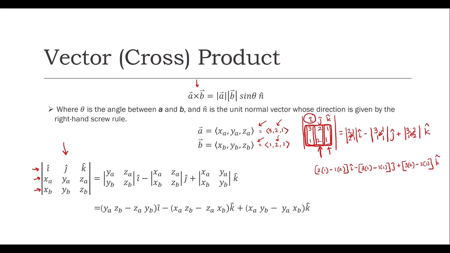So we can go ahead and simplify that. 2 times 1 is 2 minus 1 times 2, so 2 minus 2 is 0. So we have 0I minus 3 times 1 is 3 minus 1 times 1, so 3 minus 1 is 2, J. 3 times 2 is 6 minus 2 times 1, which is 2, so 6 minus 2 is 4. So plus 4K. So this right here is our solution. We can write that as a vector 0, negative 2, 4. So this would be our cross product.